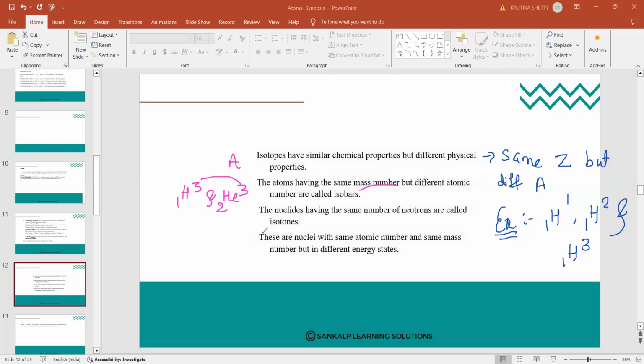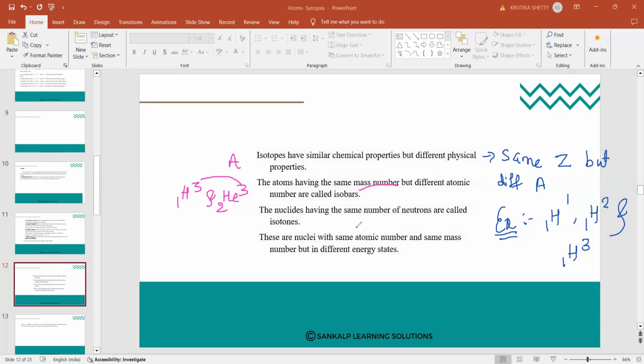Isotopes we have discussed. Isobars we have discussed. The next one is isotones, students. See, let us see what isotones are. The nuclides having the same number of neutrons are called what? Isotones. The nuclei having the same neutron number but different atomic number.